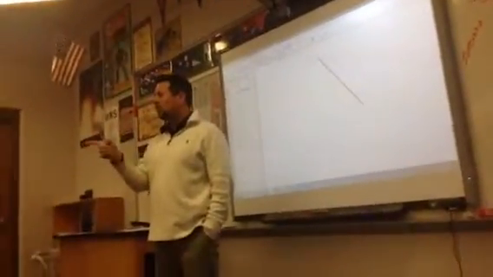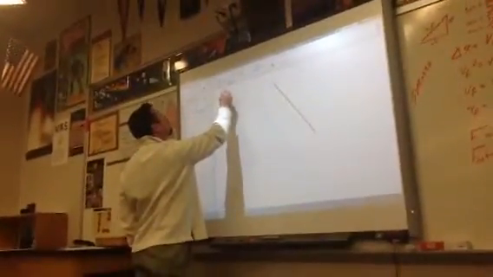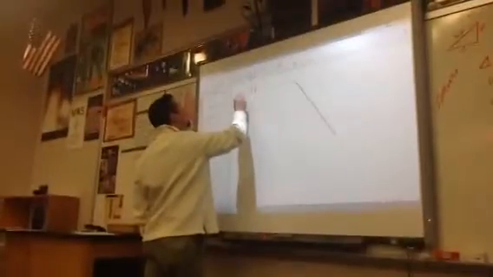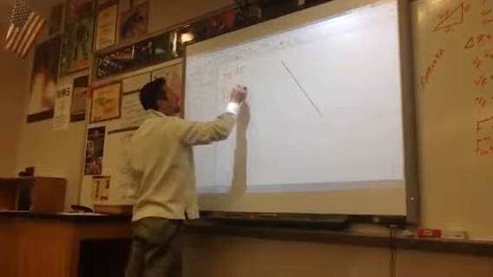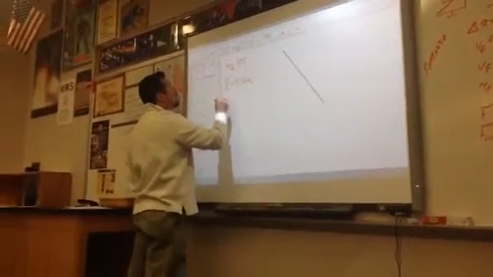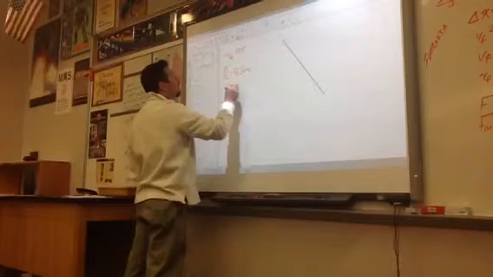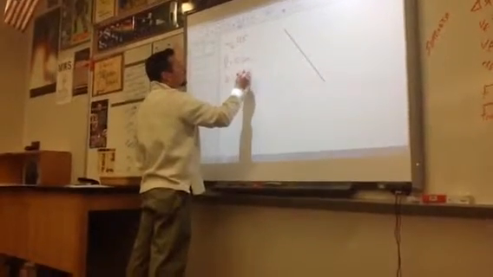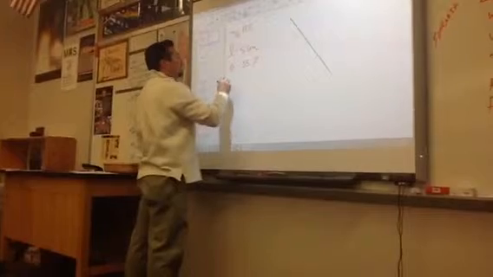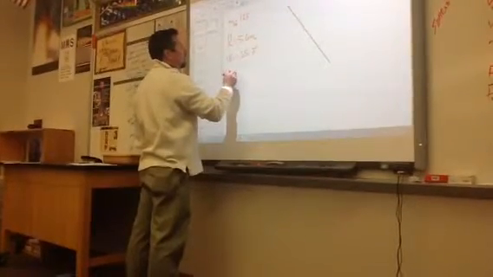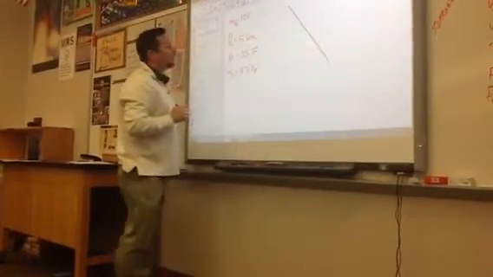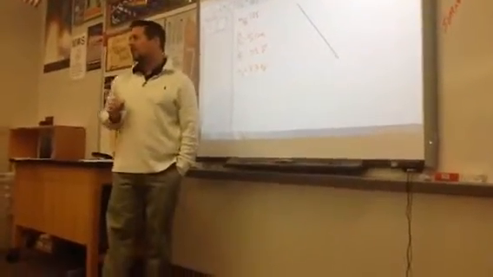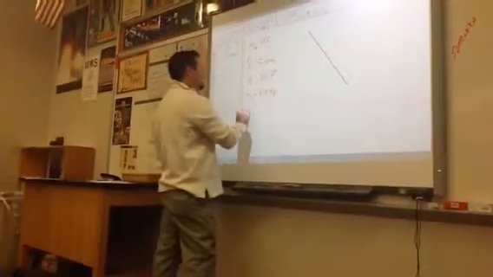Kira, what are your numbers? The total mass is 155. The vine is 5.6 meters. They have an angle of 35.7. Jane's mass is 47 kilograms. And anything else? Acceleration of gravity, 9.81.